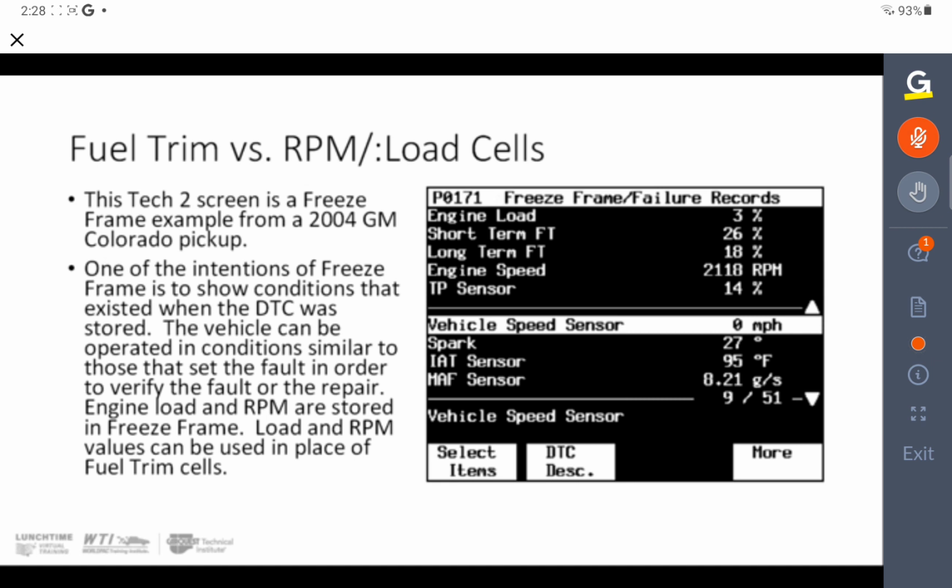I'm going to drive the car so it has a 3% load and 2100 RPM and see what the fuel trims do. So again, fuel trim is critical for diagnosing, and freeze frame is critical for diagnosing fuel trim problems.